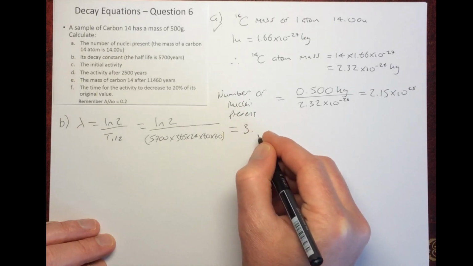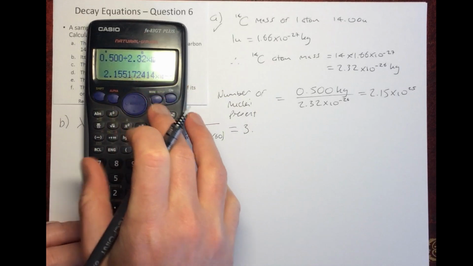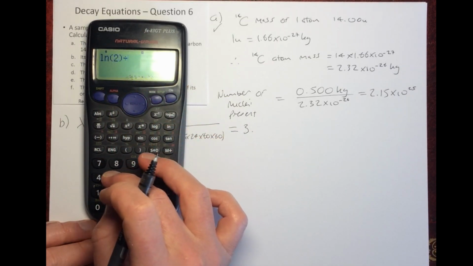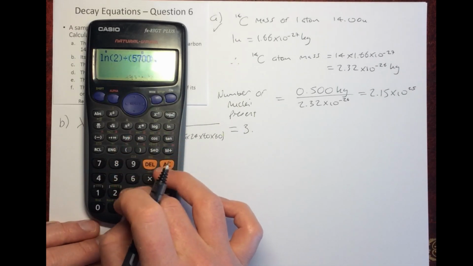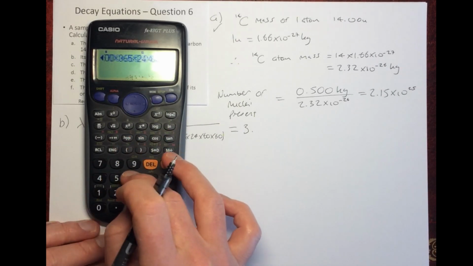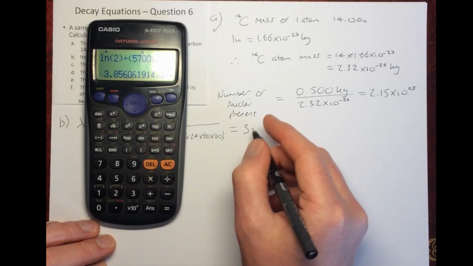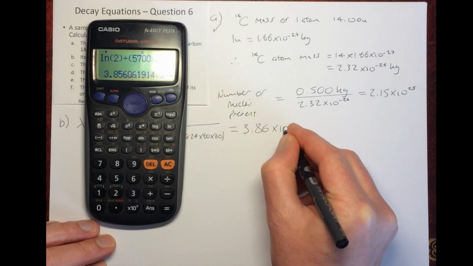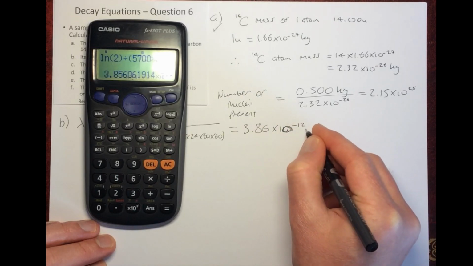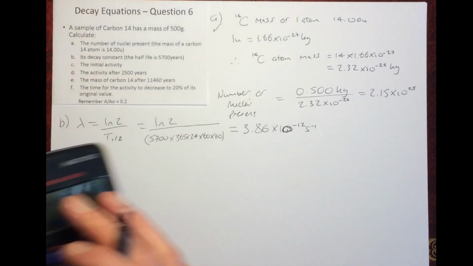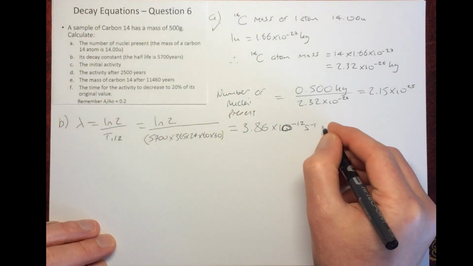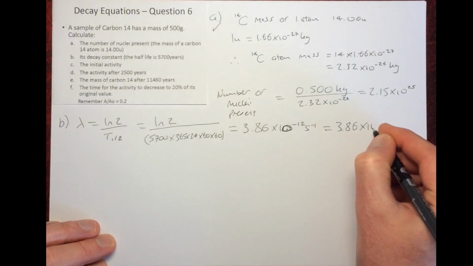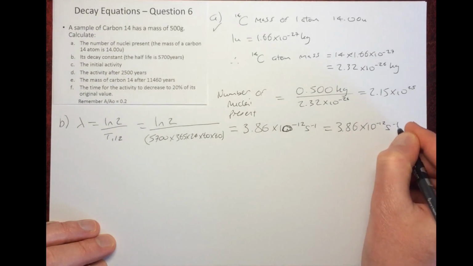Okay, so if I do that, I will get an answer for my decay constant of... well, let's do this on the calculator. Okay, so ln2 divided by 5,700 times 365 times 24 times 60 times 60. That's going to give us 3.86 times 10 to the minus 12 per second. Okay, so that's part B. Let me write that out again just to make it nice and clear. 3.86 times 10 to the minus 12 per second.